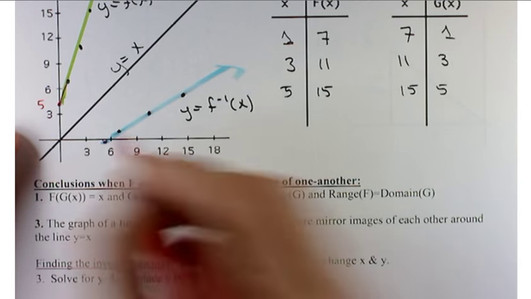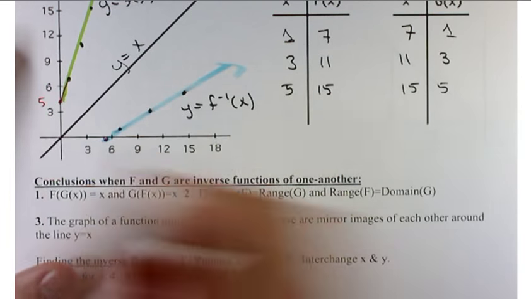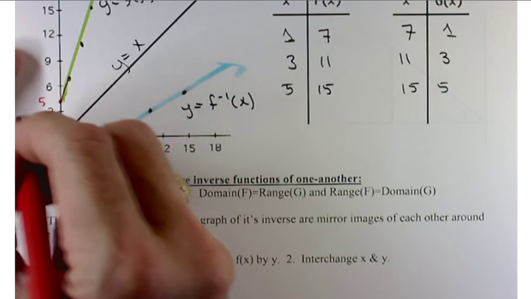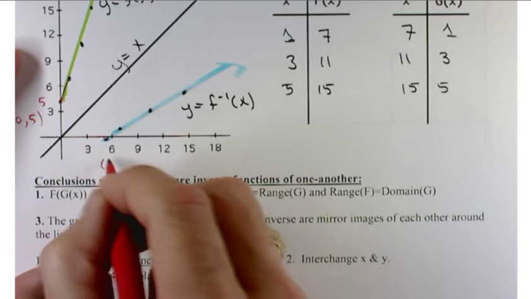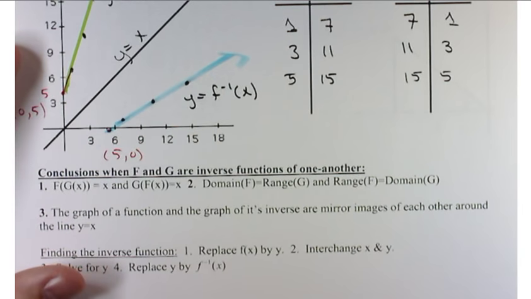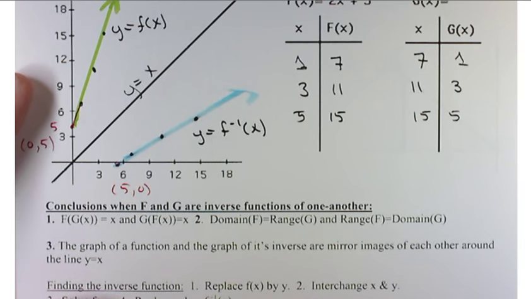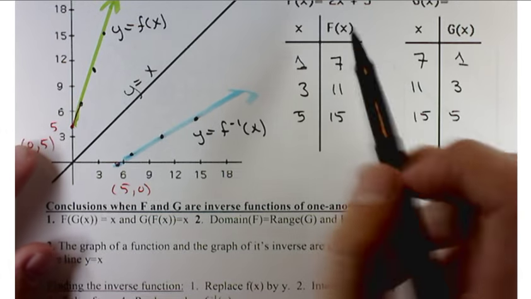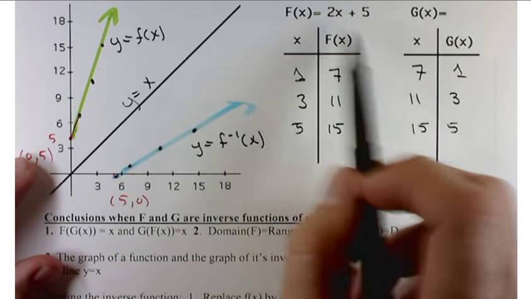This would do likewise. So this would be the point 0, 5. This would be the point 5, 0. You could play around looking at the domain and the range of these. So let's do that. Let's start with the domain of f.